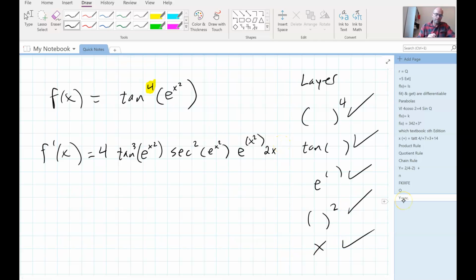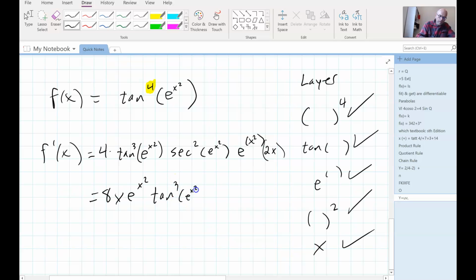Now we just got to clean up a little bit. We got this multiplied by 2x over here and multiplied by 4 over there, so we certainly can bring those together to get 8x. And we'll throw the e to the x squared out front here, and then we just throw the rest of the stuff in here. And that would be my derivative. Okay, hopefully this is helpful when you start tackling some of those more complicated derivatives.